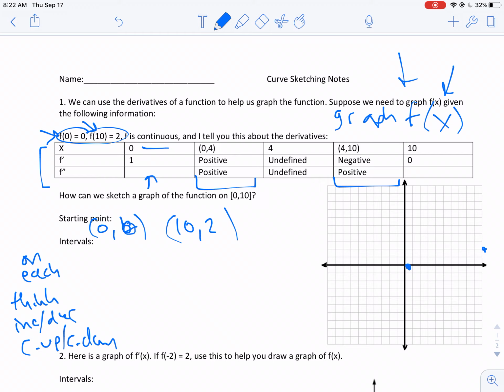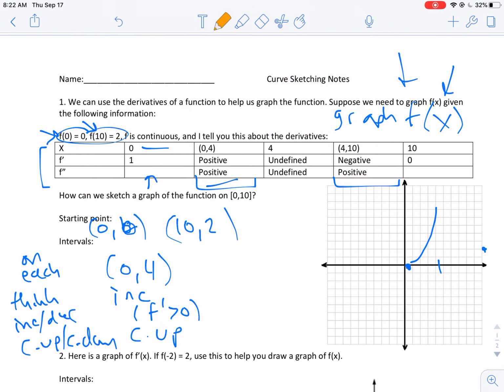So the first interval we look at is 0 to 4. On 0 to 4, my first derivative is positive. So that means that f is increasing, because the first derivative is positive. We also see that the second derivative is positive, so that means we're going to be concave up. So somewhere between 0 and 4, we're going to sketch a function that's increasing and concave up.